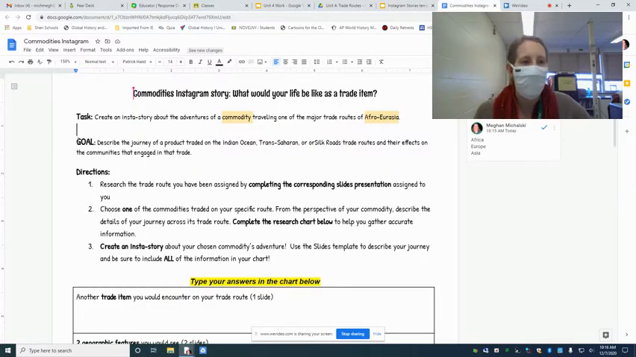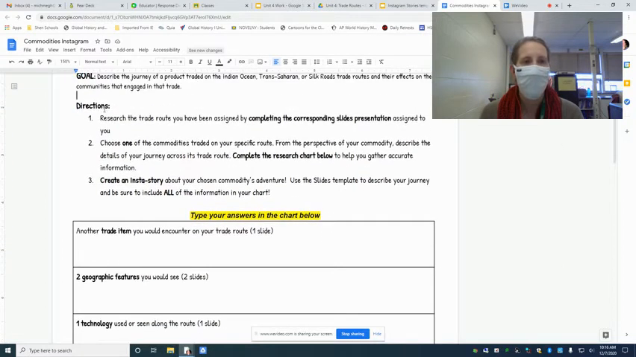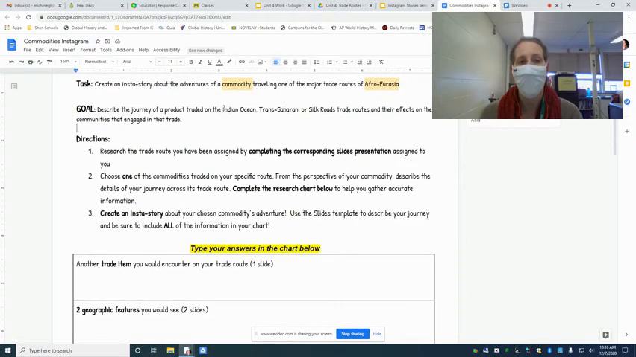Okay, that is the same as in the directions. So, what are the directions? Your goal here is to describe the journey of a product, so that's another word for commodity, traded on the Indian Ocean, Trans-Saharan, or Silk Roads trade route. Okay, so those are the 3 trade routes that are your options. You will be assigned one of them. You're also going to focus on the effects. Okay, so you're going to research the trade route you've been assigned by completing the corresponding slides presentation. So you have only been assigned one of these trade routes. You only have to learn about one at this point in the project.